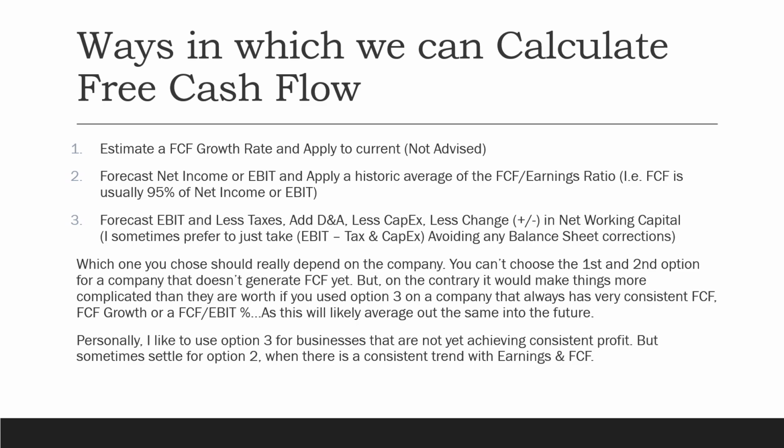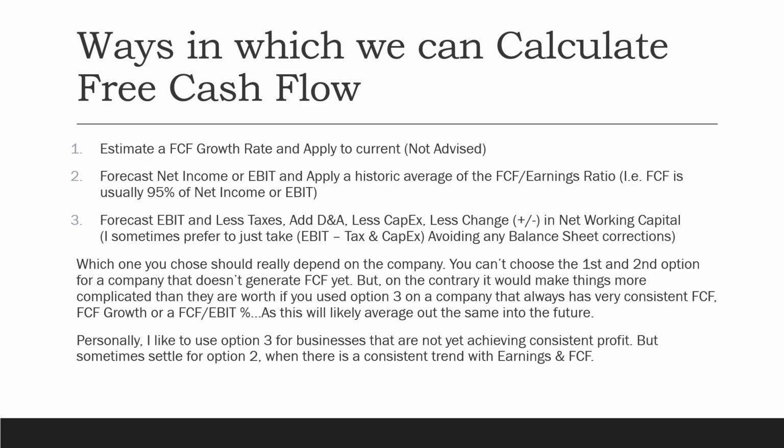But which one you choose out of these three will really depend on the company. So you can't choose options 1 and 2 for a company that doesn't generate free cash flow yet. So by default, you have to go with the third option, which is obviously the more complicated and complex option, but will prove more accurate over time. On the contrary, it would make things more complicated than they are worth if you used option 3 on a company that always has very consistent free cash flow growth or free cash flow to EBIT percentage, as this will likely average out the same into the future.